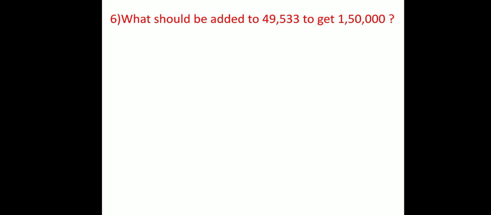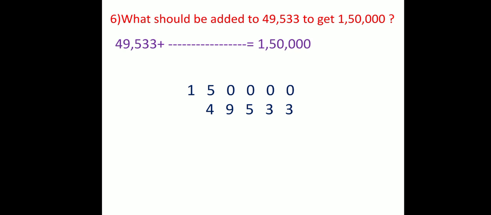And then the sixth one. What should be added to 49,533 to get 1,50,000? Which number do you add to 49,000 to get 1 lakh? 49,533 plus which number do you write there to get 1,50,000? How do you get it? If you subtract 49,533 from 1,50,000, then you get the second number.